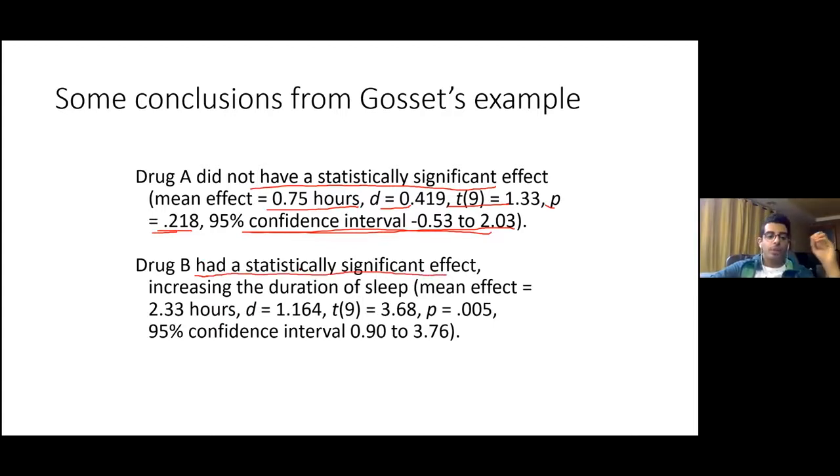So here, drug B had a statistically significant effect, increasing the duration of sleep. Let's make sure. P-value is 0.005, which is 0.5%. Is it less than 5%? Yes, it is. That means it's significant. Okay, we made sure it's significant. Let's use the confidence interval, 0.9 to 3.76. Does this include 0? No, it doesn't. Boom, significant. What about the mean? Look, it's 2.33 hours. It's actually very good. Okay, I like it. The effect size is good.